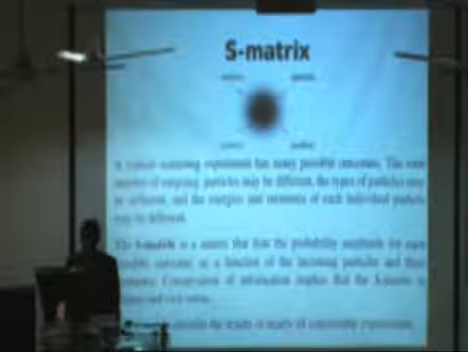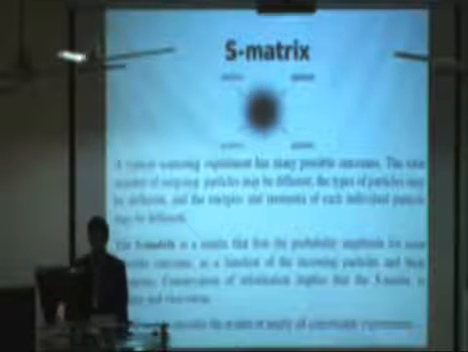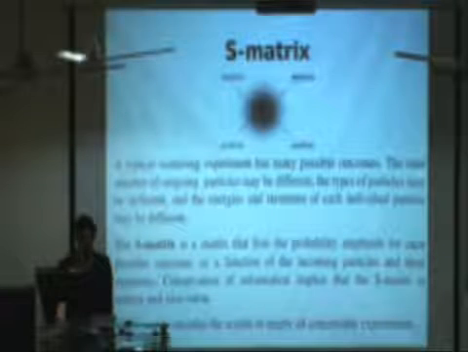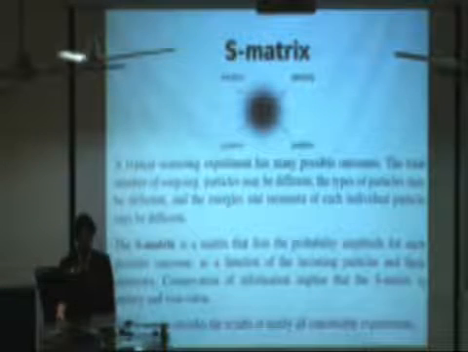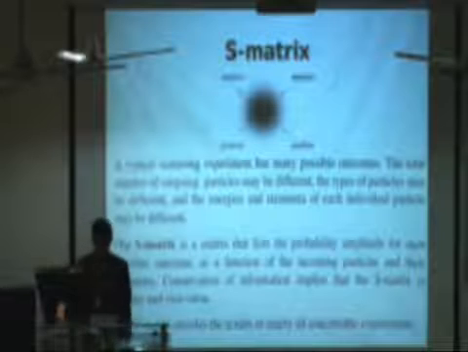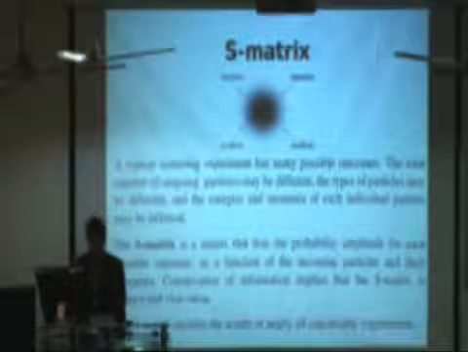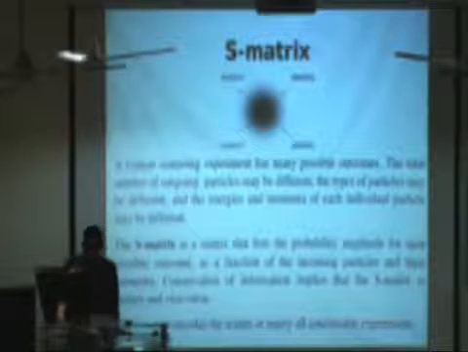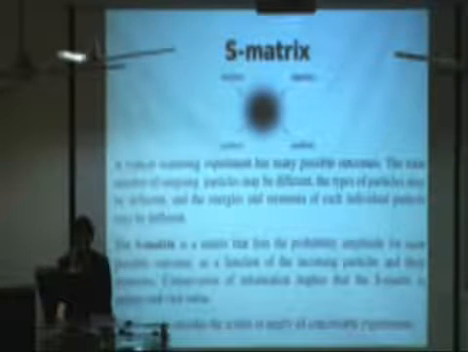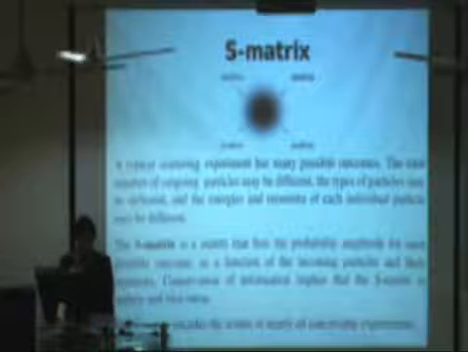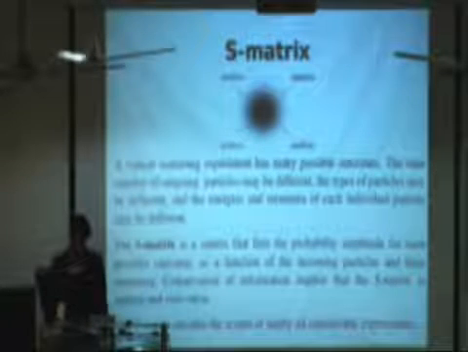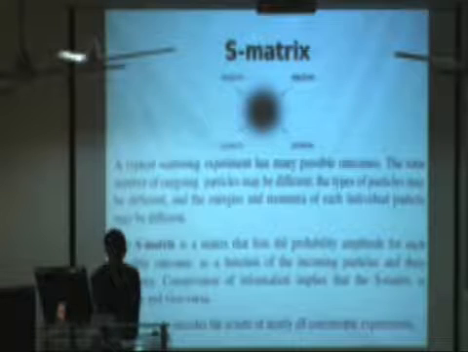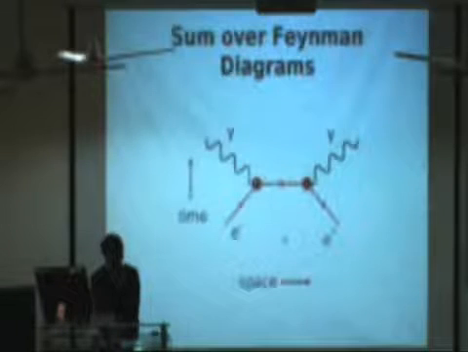We want to define a matrix called the S matrix, which lists the probability amplitude for each possible outcome as a function of the incoming particles and their momenta. Conservation of information implies that the S matrix is unitary and vice versa. And though the S matrix really only describes scattering experiments, in principle we would think it encodes nearly all conceivable physical experiments one can carry out, at least.